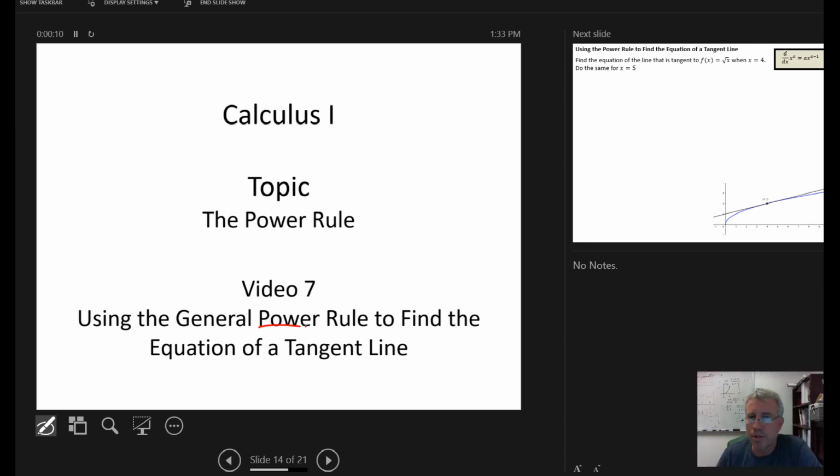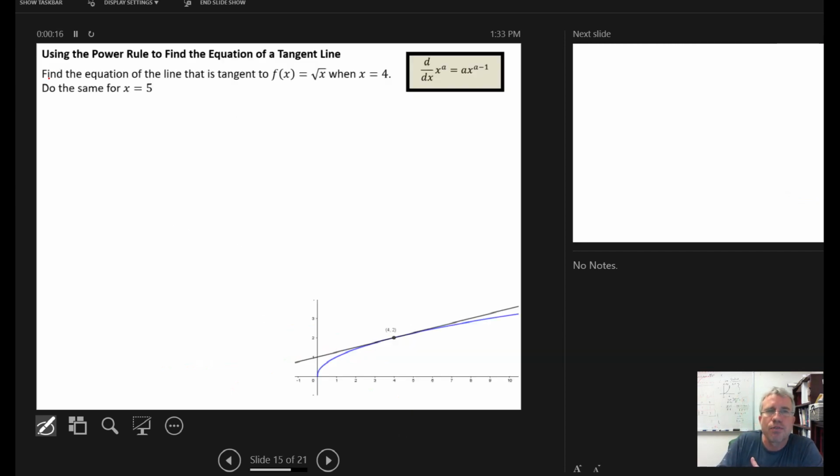So in this video, we're going to use the power rule to find the equation of a tangent line. It says find the equation of the line that is tangent to f of x equals the square root of x when x equals 4, and then do the same thing again for x equal to 5. So in a picture, what we're needing to do is to find the equation of this line right here.